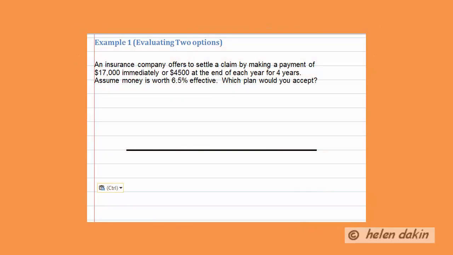Hi, this week we're going to talk about investment decisions and applications, and we're going to use the discounted cash flow criterion here. We're going to do several examples. We'll start with this one, where we're going to be evaluating two options that are available to us.